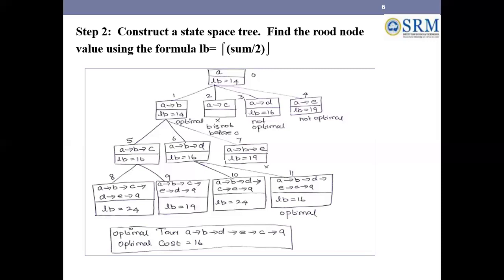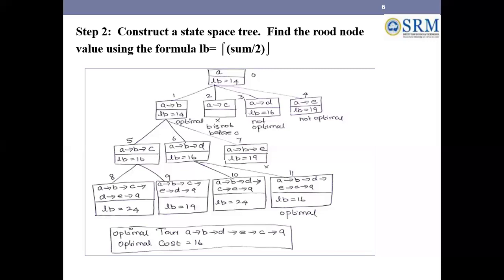And node 9, so another option. A to B, B to C. From C, he can go to D or E. D means node 8. Now, from C, he can go to node E also. That is another option. From E, 4 nodes are visited. Only one node left out. That is D. So, we can add E to D. So, all nodes are visited once. Then, he can return to the starting city. So, from D, he can add A. So, we have a complete path. Find out lower bound value.